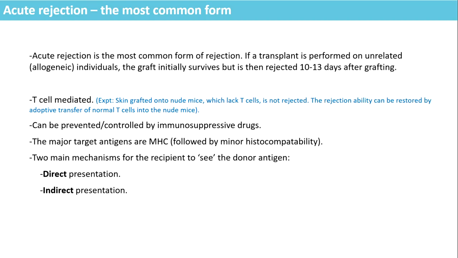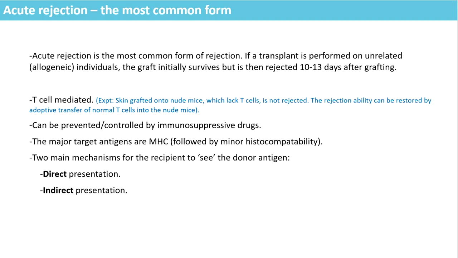And it's T-cell mediated, and an experiment that highlights that is if you take a nude mouse, which is lacking T-cells, lacking that immune system. If you perform a transplant, it's not going to be rejected, but then if you perform an adoptive transfer of normal T-cells into that nude mouse that has the transplant, you'll restore that rejection capability. So that's proof in a way that you've got this T-cell mediated response for the acute rejection.